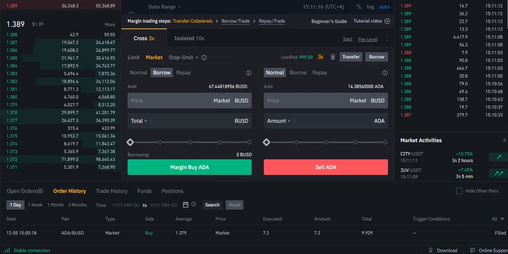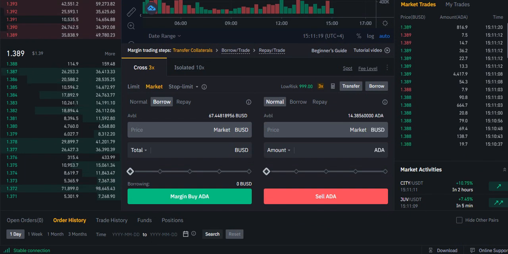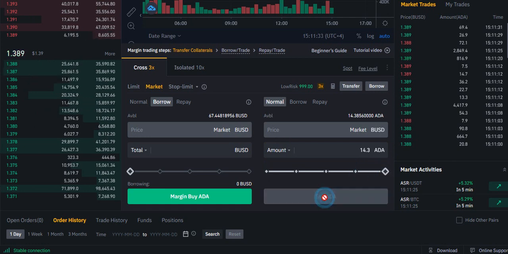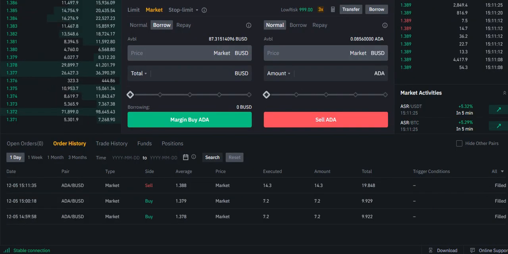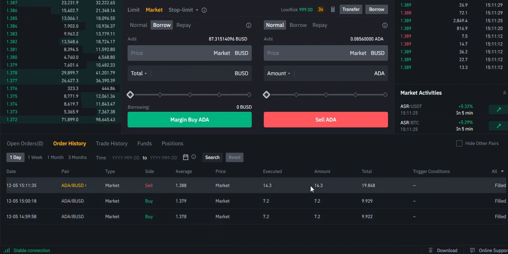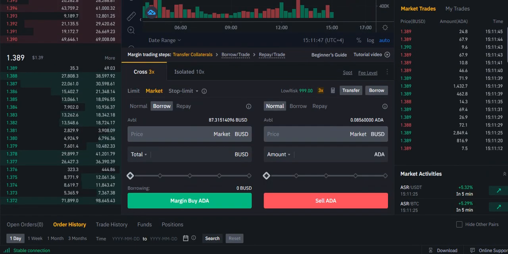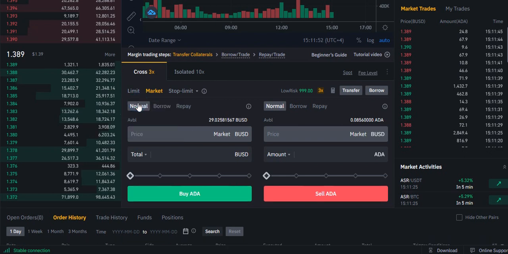We have to sell the ADA, because my main theme here is just to show you how we will do margin trading, right? So here I want to sell ADA, right? What I have, I want to sell. So this I have 14.3 and I want to sell, right? So it's automatically sold, and all what I have I sold at 19.84 something, right? So this is all about cross margin trading. Right now I'm going to isolated trading.